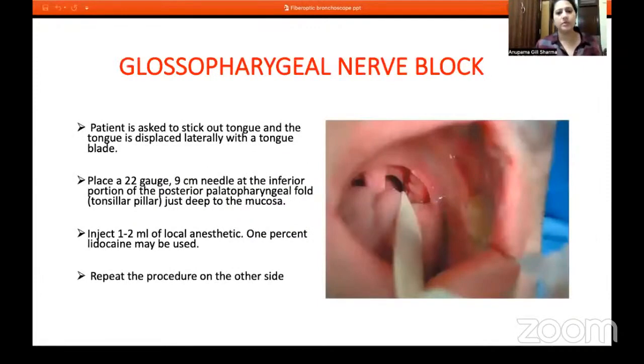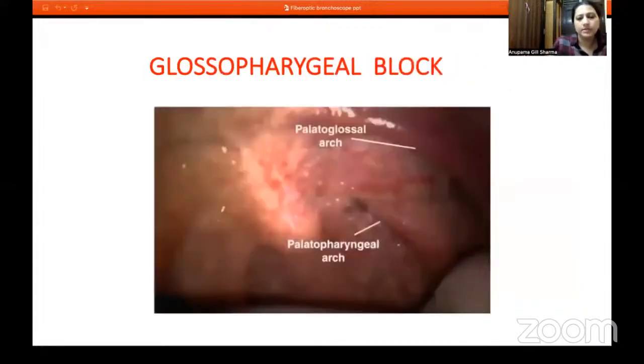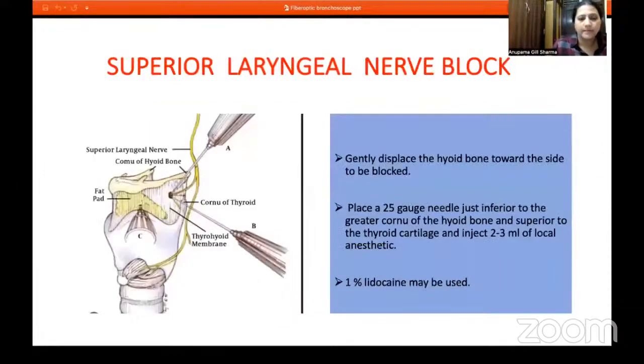Coming on to the blocks, the glossopharyngeal nerve block is done by asking the patient to stick out his tongue. The tongue is displaced downward with the tongue blade. Place a 9 centimeter, about 22 gauge needle at the inferior portion of the posterior palatopharyngeal fold, just behind the tonsillar pillar, a little bit deep into the mucosa. 1 to 2 ml of local anesthetic, 1% lignocaine, can be used. Here it is shown: the palatoglossal arch and palatopharyngeal arch, so behind the tonsillar fossa.